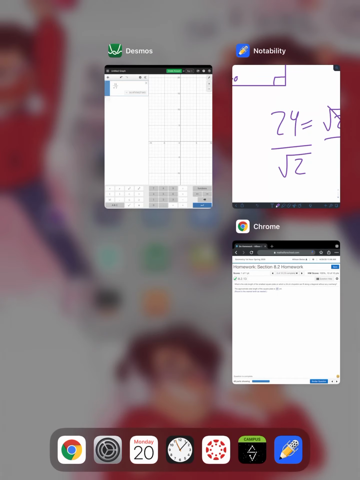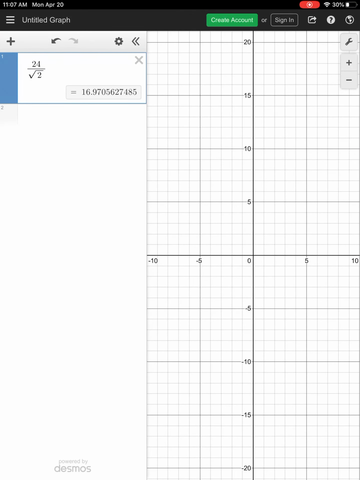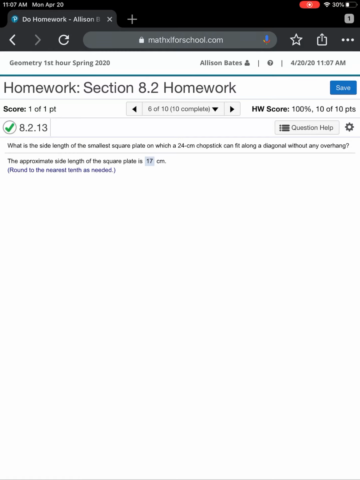Then you're just going to go to your calculator and type that in. As you can see, I already have it typed in right here, and the answer is 16.9705627485. Since there is a 9 in the tenths place, we can just round that up to 17. The approximate side length of the square plate is 17 centimeters.